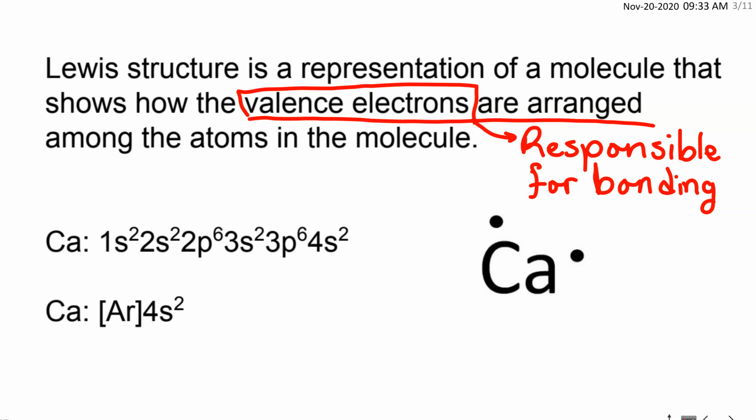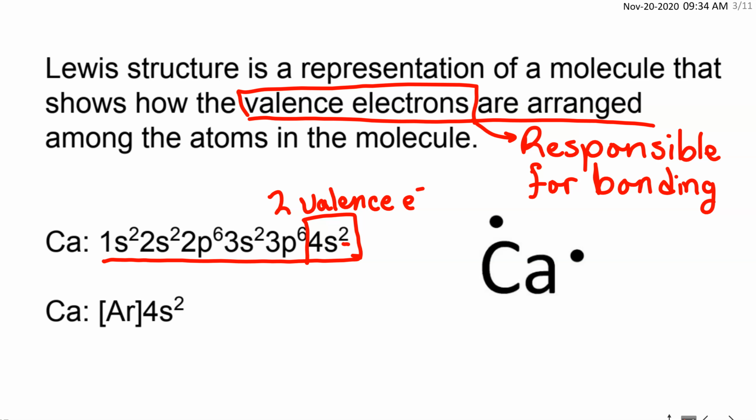If we look at the electron configuration for calcium, which I have here, this is the long-hand configuration, but we're only worried about the highest energy ones, which is 4s2, because 4 is the greatest number there. So these are my valence electrons. And because I have a 2 right there, that means I have 2 valence electrons.